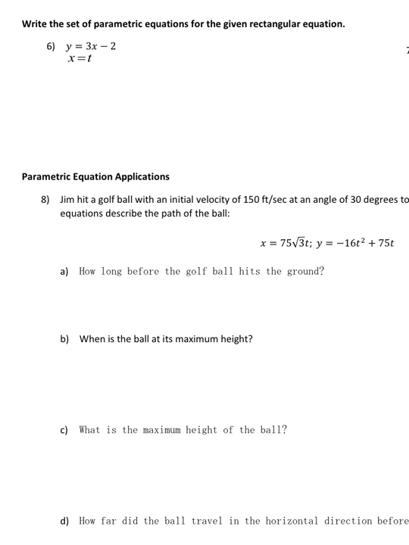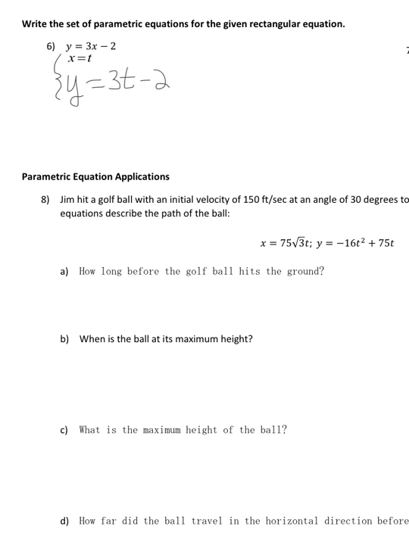Okay, so for problems 6 and 7, we're going to write the set of parametric equations for the given rectangular equation. So we're kind of doing the opposite of what we just did. Now they've already given us x equals t. That's our parametric equation for x. And what we can do with that is substitute the t in for x into the other equation. So this is what we end up with after we do that.